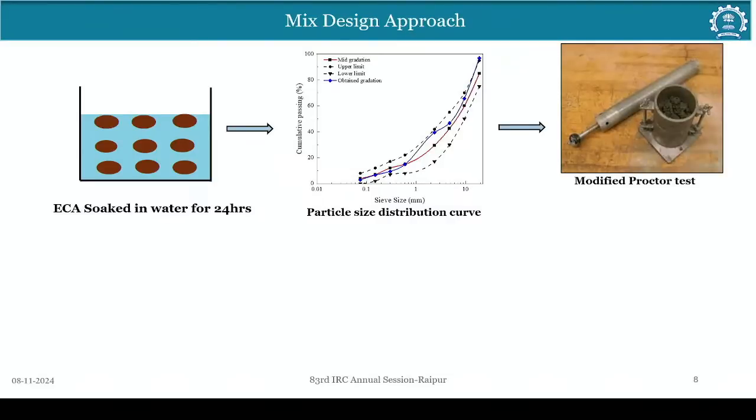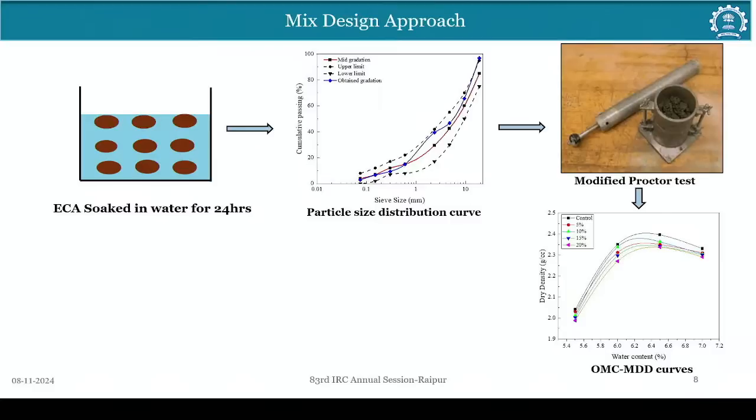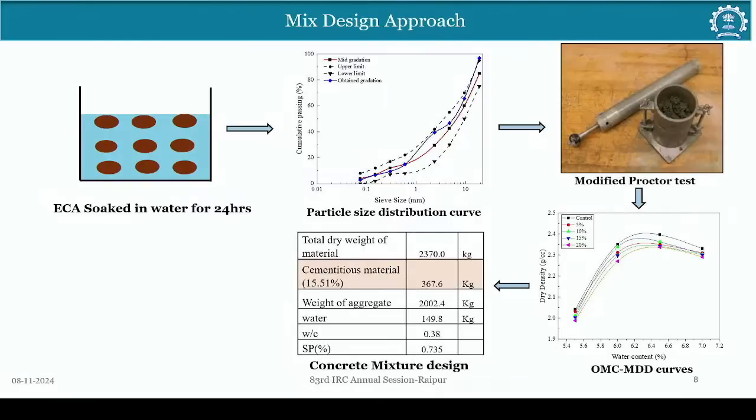Next, for the RCCP concrete, the design approach basically uses OMC and MDD, which we normally use for soil. Similarly, this was done for all the different replacement levels, like 5, 10, 15, and 20% replacement of ECA. And through this, the concrete mixture design was formulated.